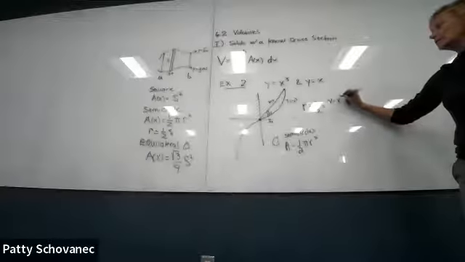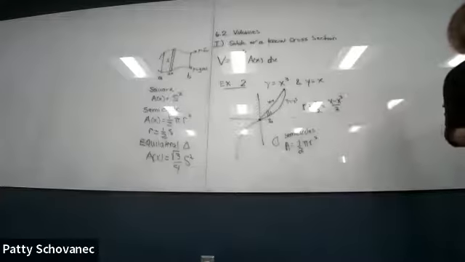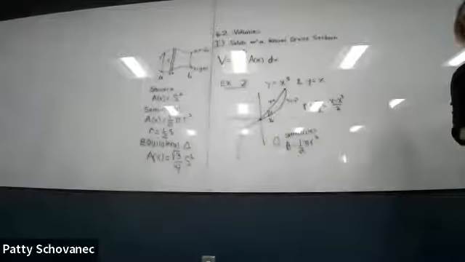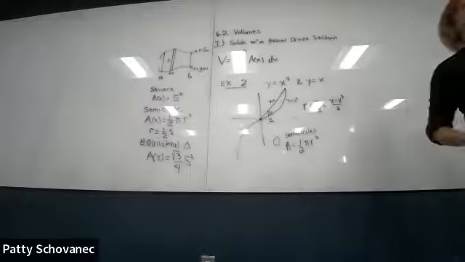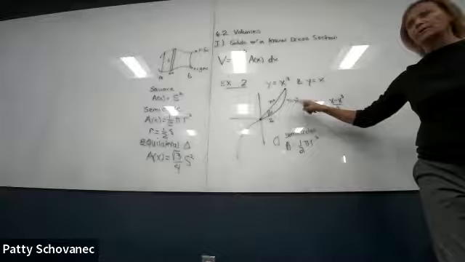x minus x cubed. We're clearly intersecting where x is 0. What is the other point of intersection? x is 1, right? 1 is the same as 1 cubed.